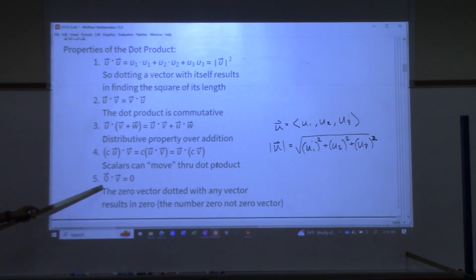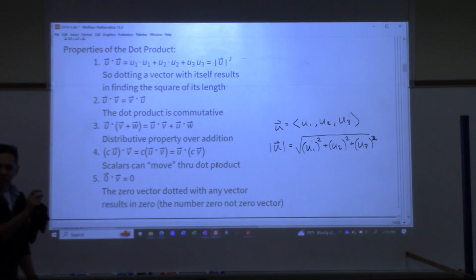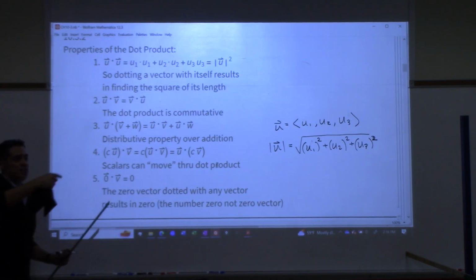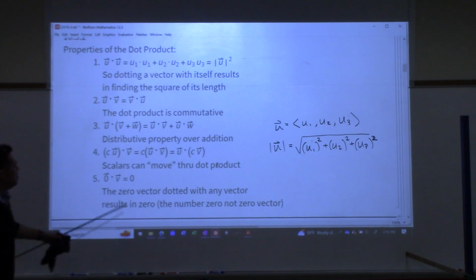And then of course the 0 vector dotted with any vector should be the number 0. Think about what the 0 vector looks like. It's like 0, 0, 0. And if you dot that with any vector, you're going to zero out everything. So you get the number 0.